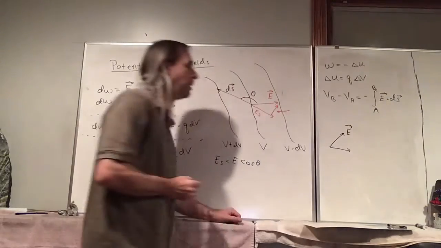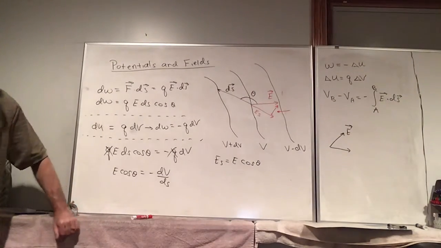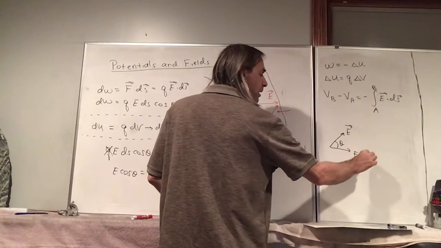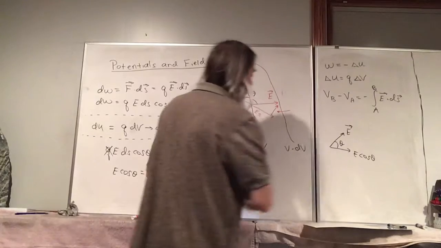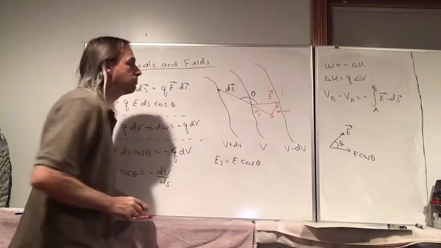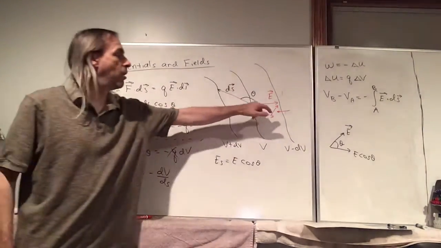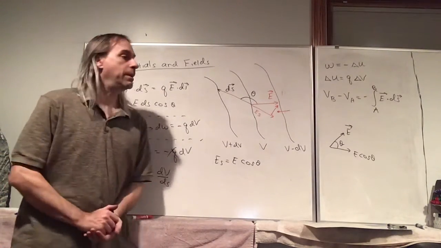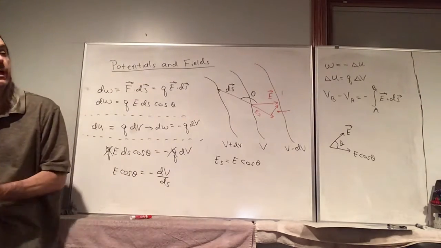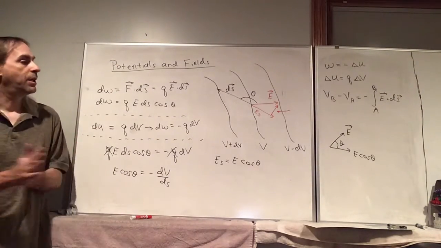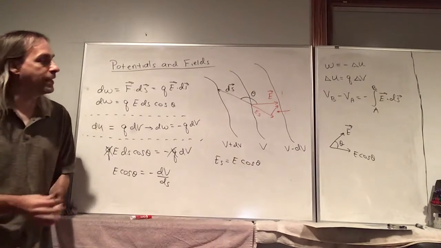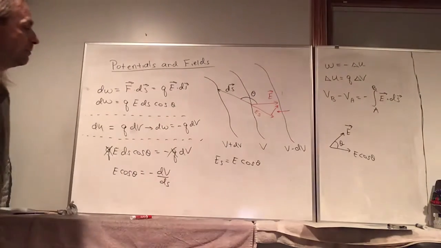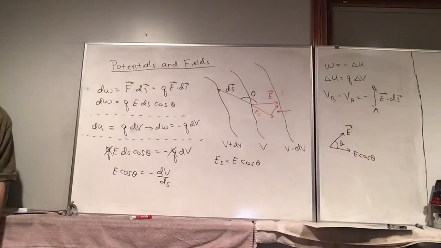So if that's your electric field, and we have a small angle, then this would be E cosine theta. However, for this angle, it is 180 minus theta, and that just gives you a minus sign. The cosine of 180 minus theta is just minus cosine of theta. So even in this case, where they're in opposite directions, that's fine. So E_S is E cosine theta.